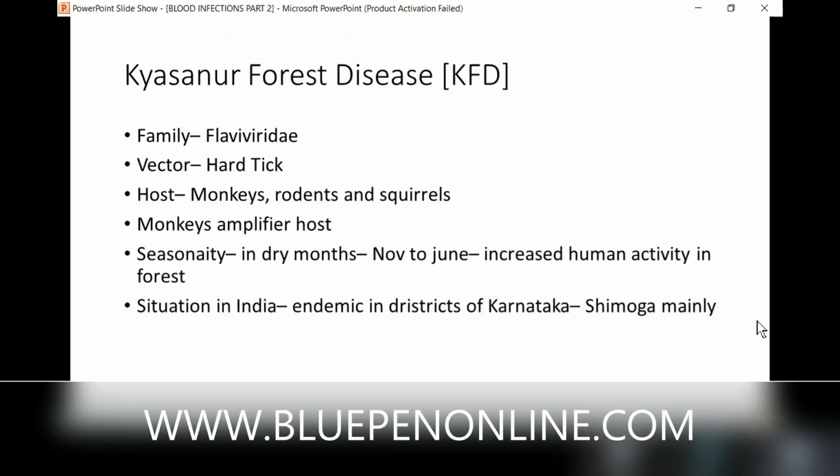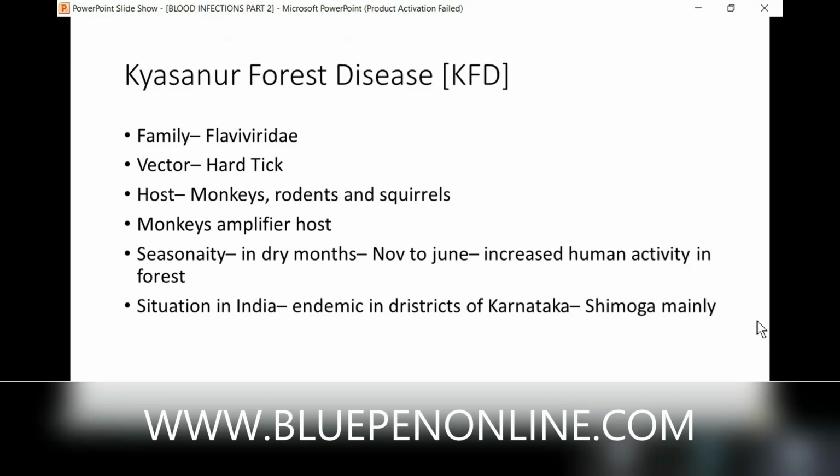So this Kashmir forest disease is mainly found in the endemic belt of Kerala and Karnataka, especially near the forest areas. Near the Karnataka forest areas, Kashmir forest disease is found, most commonly in the Western Ghats area. They will ask you about Kashmir forest disease again for 2 marks.